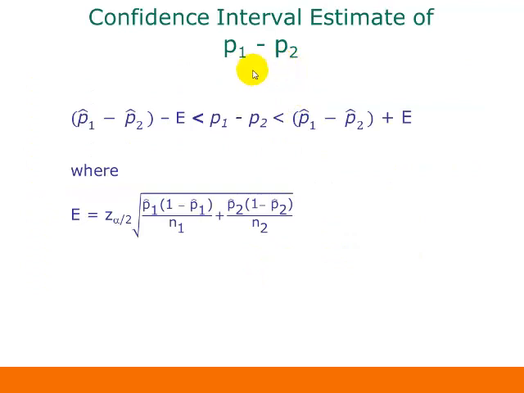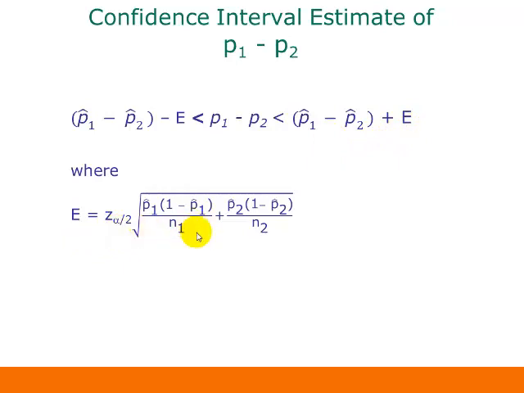So to get a confidence interval estimate of the difference between two population proportions, we're going to have the difference of our two sample proportions in the middle of our confidence interval. So we're going to start with that. We find our margin of error and we subtract that from our difference of our sample proportions to get our lower limit. And to get our upper limit, we take the difference in our two proportions and add the margin of error.